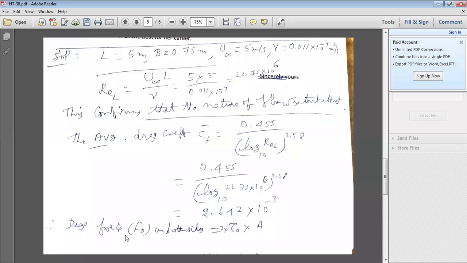So how do you calculate the drag force on both sides of the plate? Drag force FD, F for force, D for drag. On one side, it is shear stress tau into surface area. For two sides, 2 into tau into surface area.